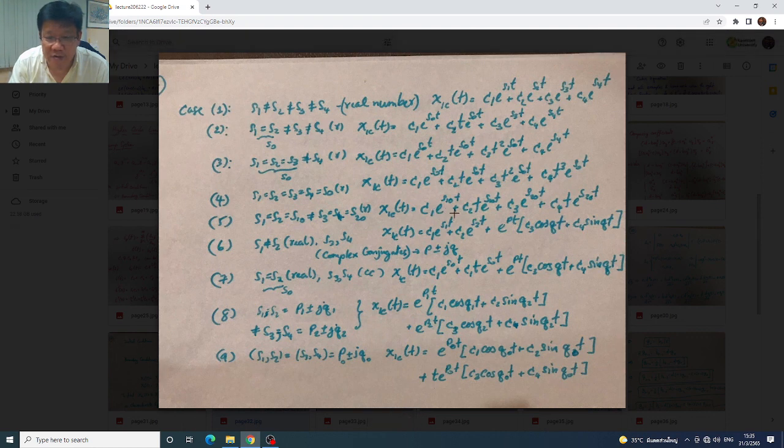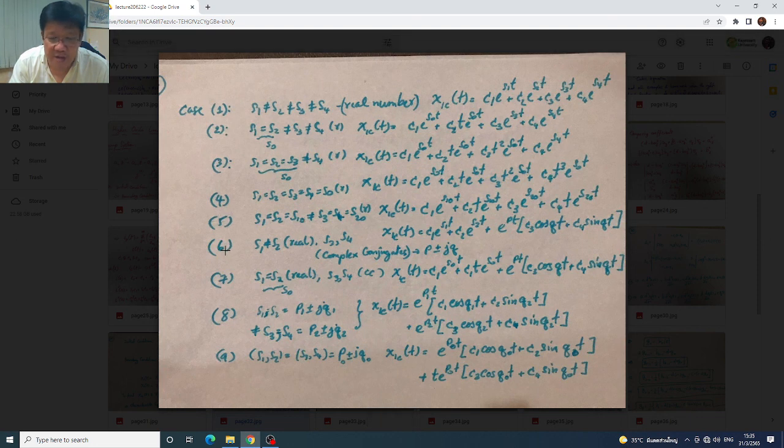So in this case, you just apply the similar formula. The first two have c sub 1 e to the s sub 1 0 times t, and c sub 2 needs to be multiplied by t. And it's the same for s sub 2 0 here. So this is the complementary solution in the fifth case.